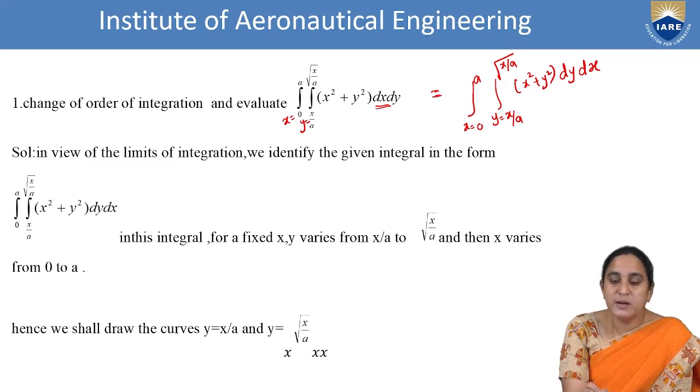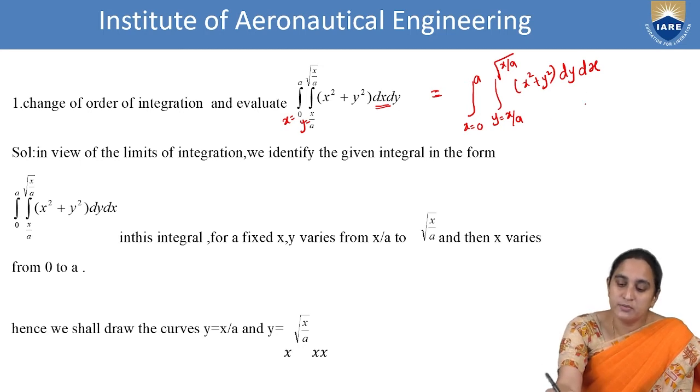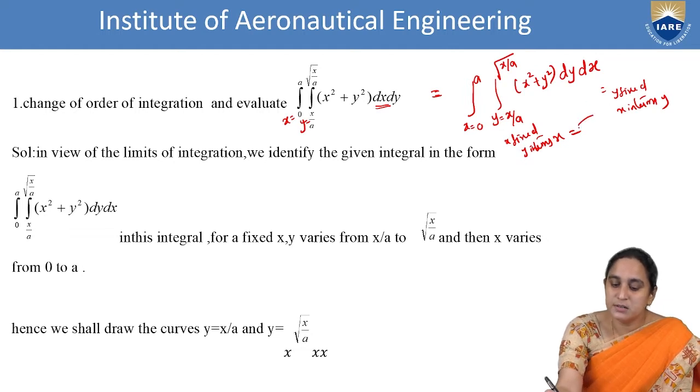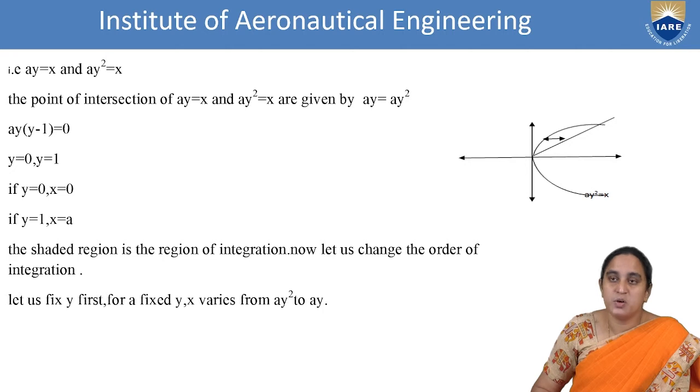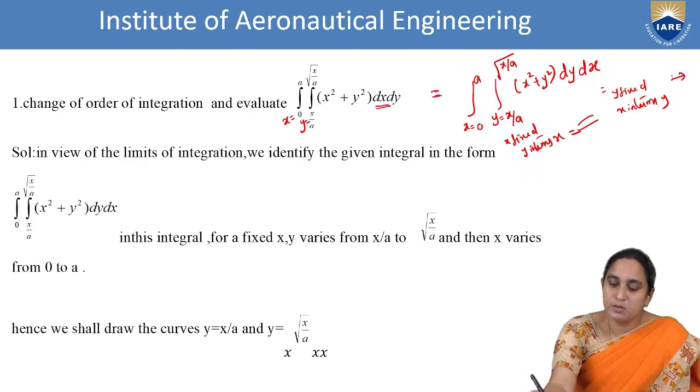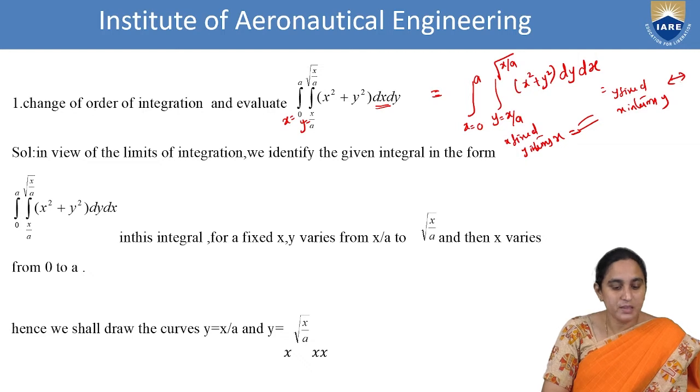Now for this question I'm using change of the order of integration. I'll take y fixed and x in terms of y. The given question is x fixed, y in terms of x. Now I'll convert by using change of the order of integration: y fixed and x in terms of y. How will I convert that? By using a horizontal strip.